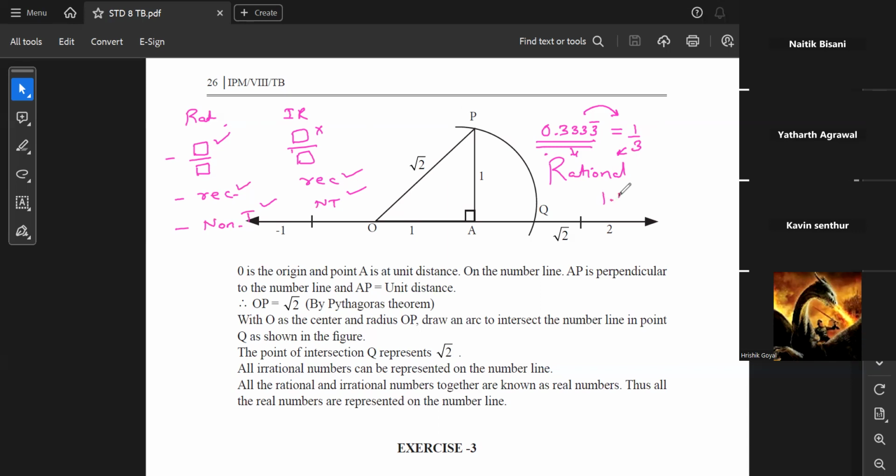Whereas if I'm telling you 1.4142, whatever the number is, is that a rational number? No, because that is the answer to root 2, right? It cannot be expressed as a fraction. Since it cannot be expressed as a fraction, I will call it an irrational number. Or 1.732, that is also an irrational number, and so on.